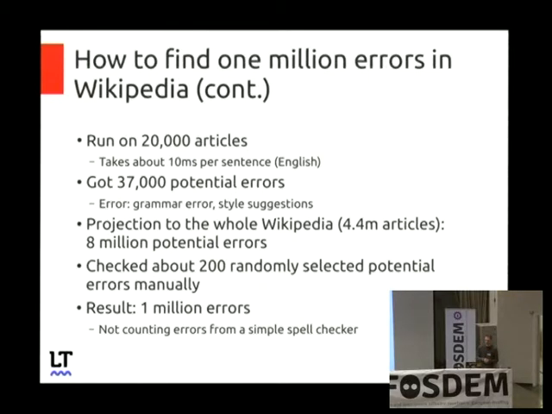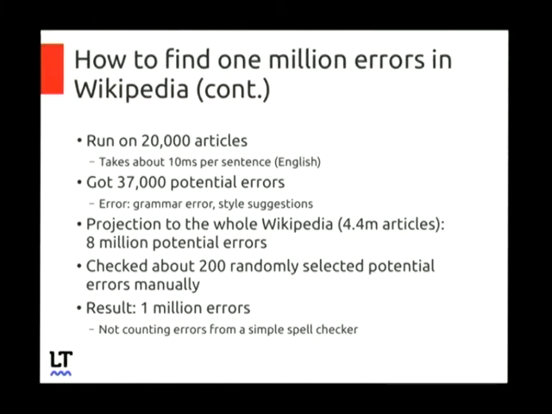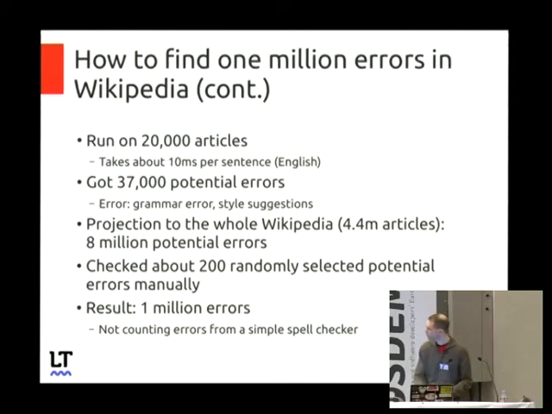So how many of these are actual errors? And the result is that in the whole Wikipedia, if we ran LanguageTool really over the whole Wikipedia, you'd get about 1 million errors that are actually useful. And as I said, that does not count simple spelling errors, because we have turned them off. There are just too many proper names in Wikipedia, you'd get even more false alarms. So, still, we have 8 million potential errors and only 1 million useful errors. So it's kind of like too many false alarms, you might say.